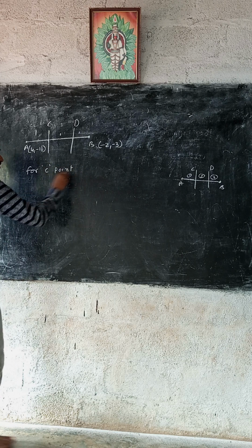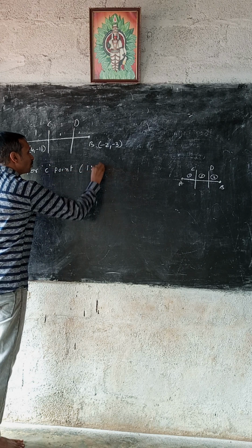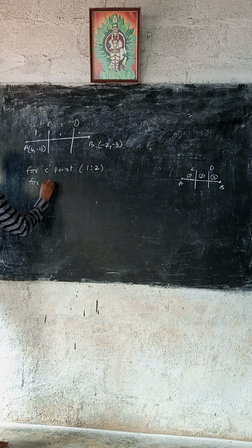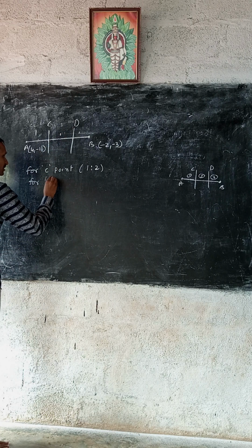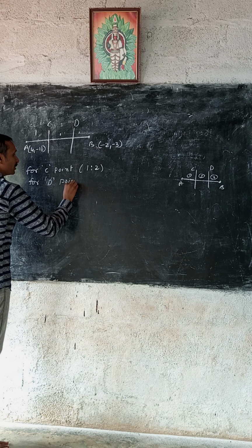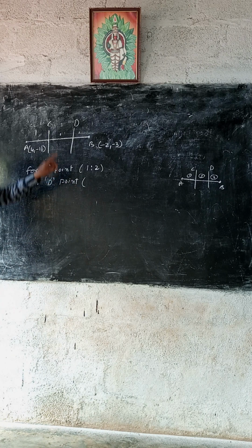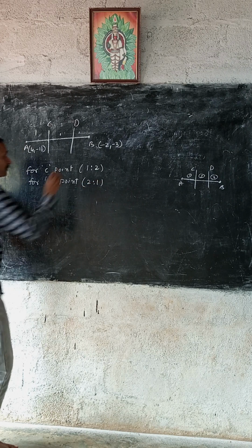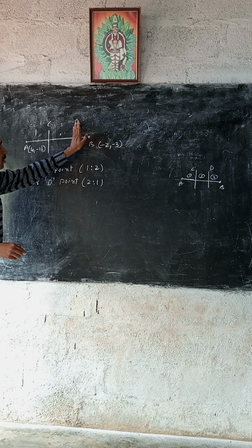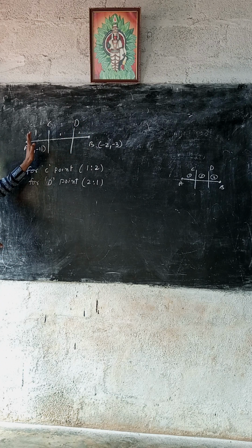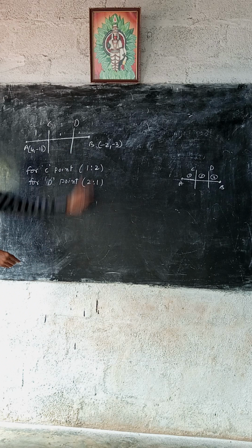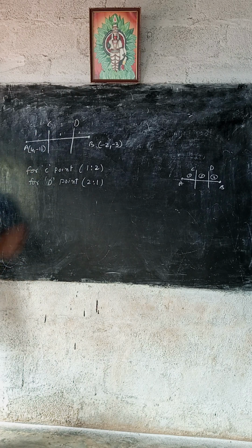For point C, the ratio is 1 is to 2. For finding D, the ratio will be reversed. On this side 1 and on this side 2, so the ratio is 2 is to 1. Why? Because on this side 1 segment remains and on this side 2 segments remain. All segments are equal. Now we are finding the point C.